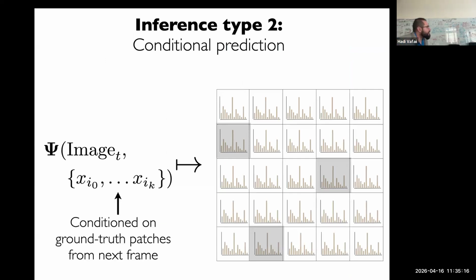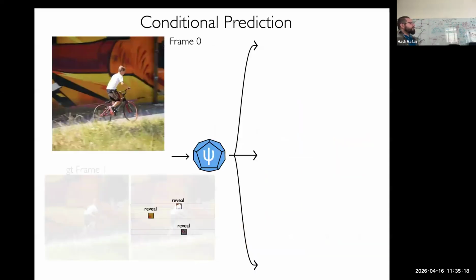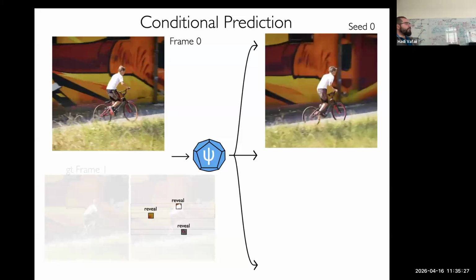Conditioning on ground truth patches. Here's an example of a boy riding a bike. I'm going to give you a couple of patches from the next frame, and those patches tell you that the whole boy has got to move forward, because you only need to see one bit of the boy to know that he moved. So therefore, the whole boy's got to go together.